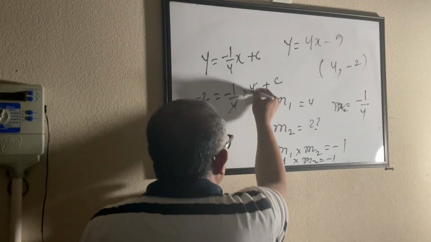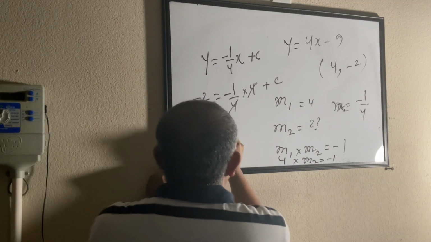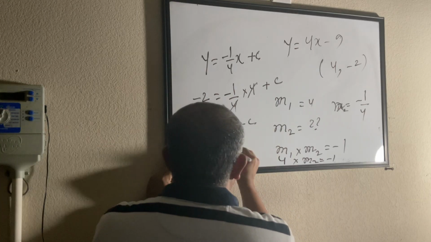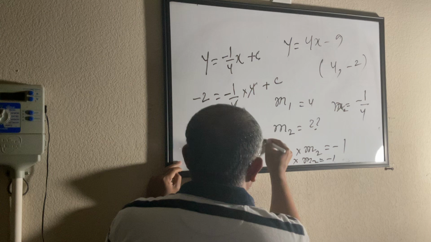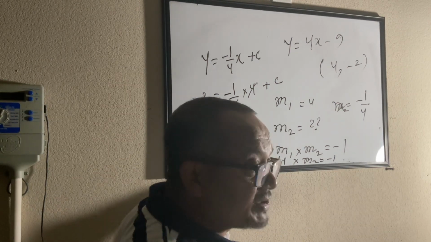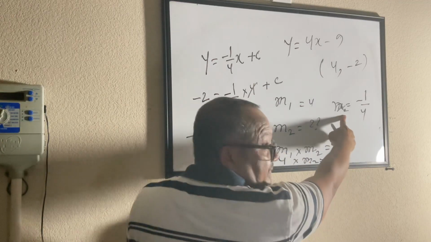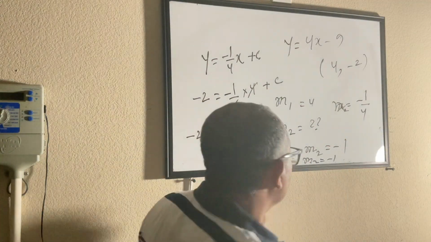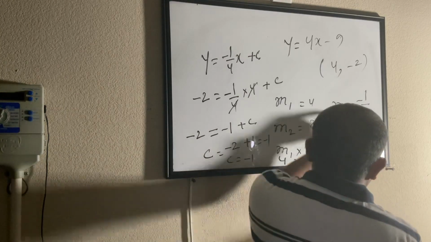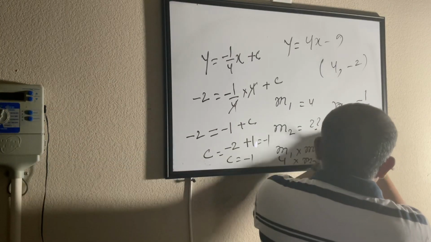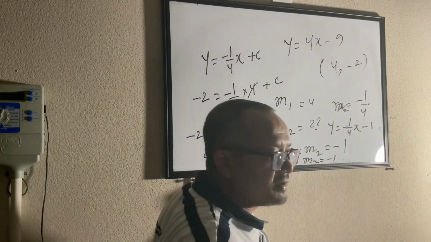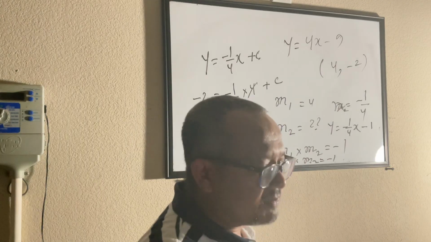So this gives you a minus 1. So minus 2 equal to minus 1 plus c, or c equals, this comes to this side, minus 2 plus 1, which is minus 1. So you got the value of c also as minus 1. You know the value of c and you know your slope already. So plug that into the equation y equal to mx plus c. m is minus 1 over 4, x, plus c. c is minus 1. So this is your equation of the perpendicular line.